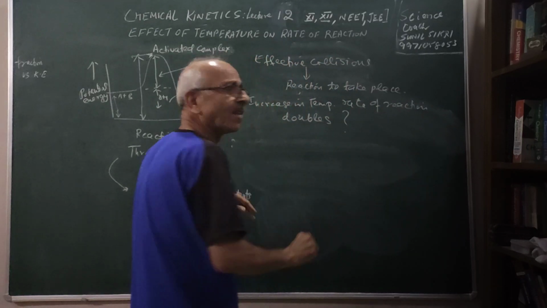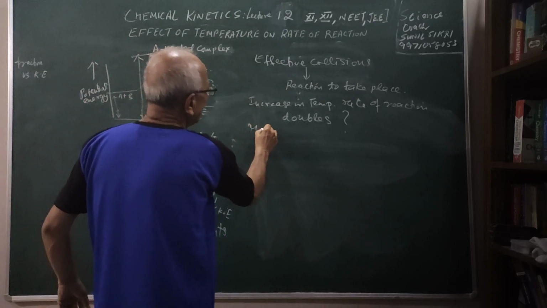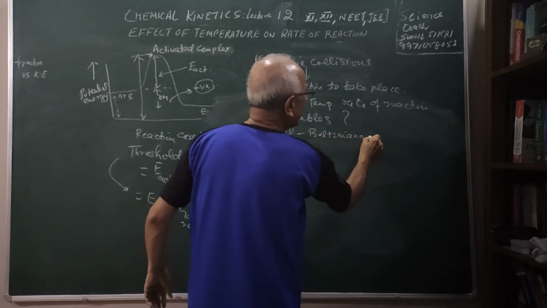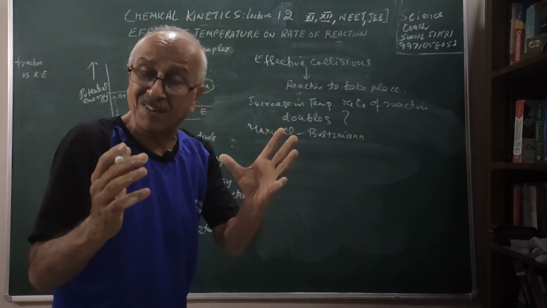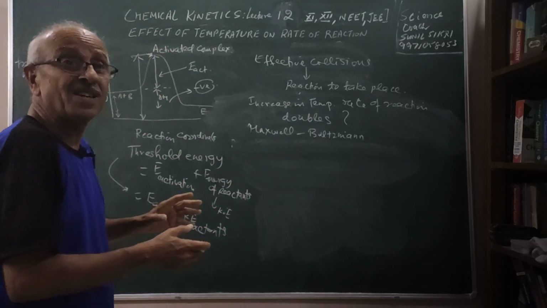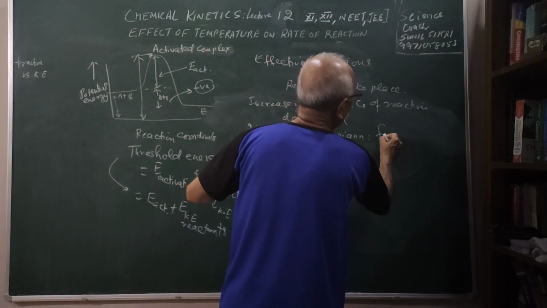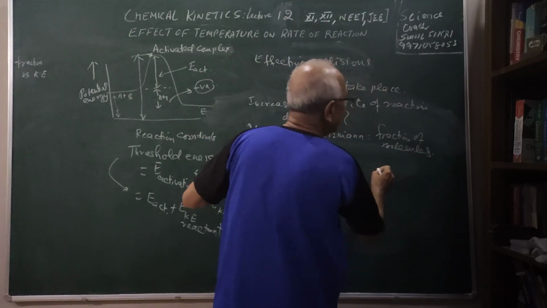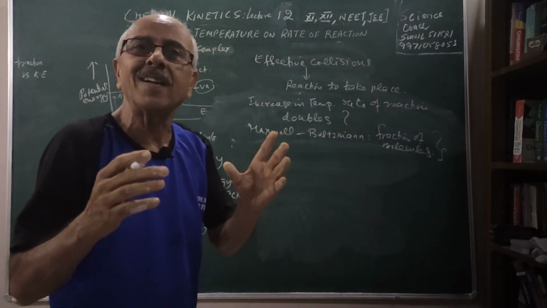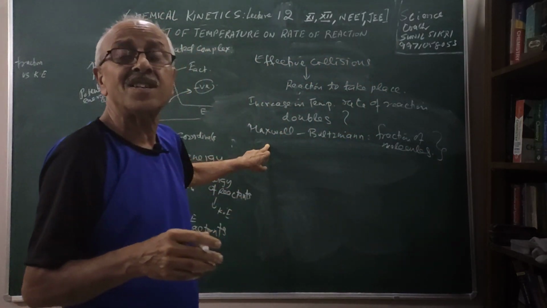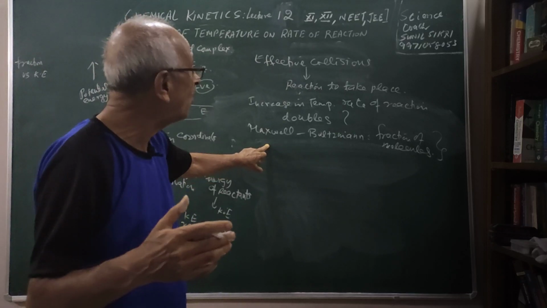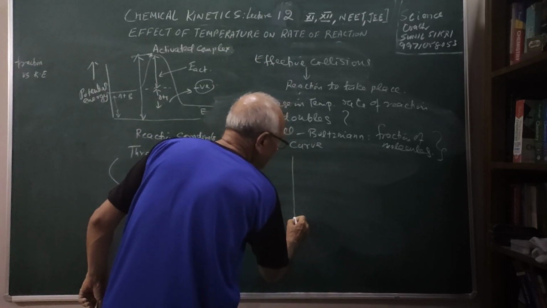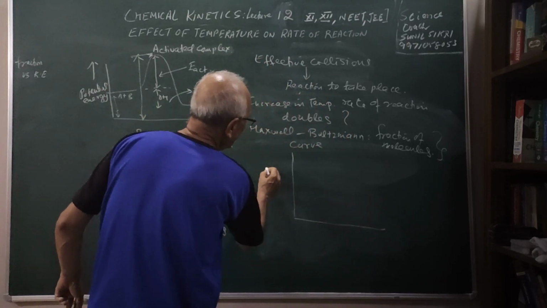Now what is the reason? Maxwell and Boltzmann statistically determined the distribution of energies, the distribution of kinetic energies with the fraction of the molecules. The fraction of molecules having energy equal to or greater than activation energy was statistically determined by a curve which is called the Maxwell distribution curve. Let us see what it is. What is the Maxwell-Boltzmann distribution curve? Very important.